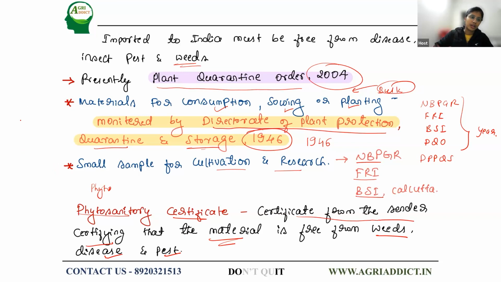So how does the quarantine take place? Can anybody briefly say? How much time will quarantine take? Ma'am, 3 weeks. Yeah, very good. 3 weeks.